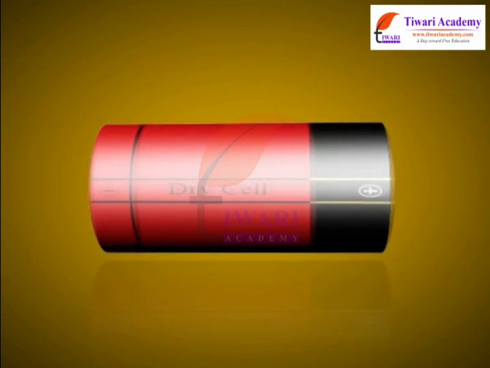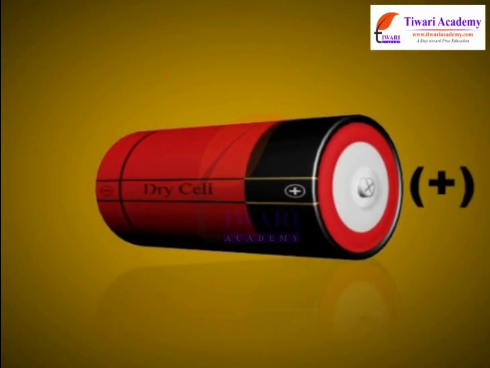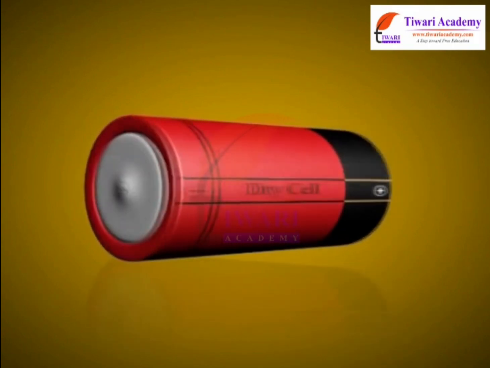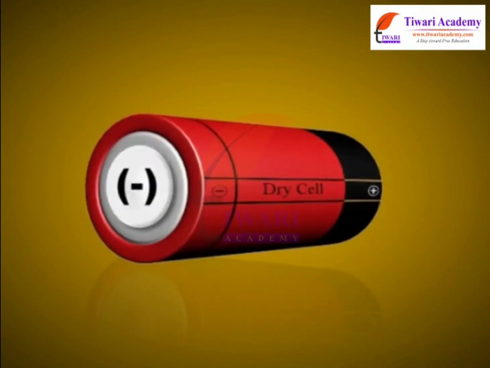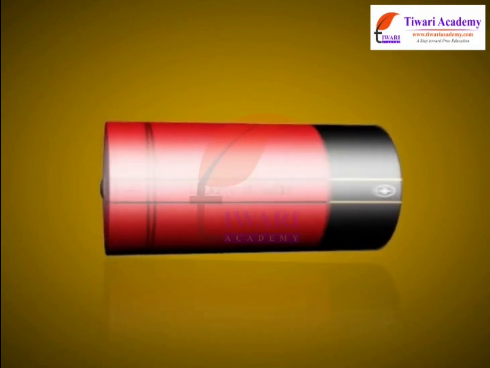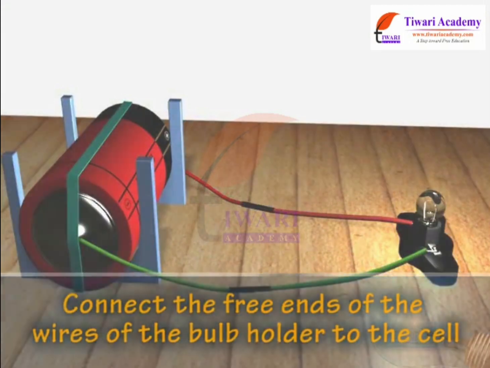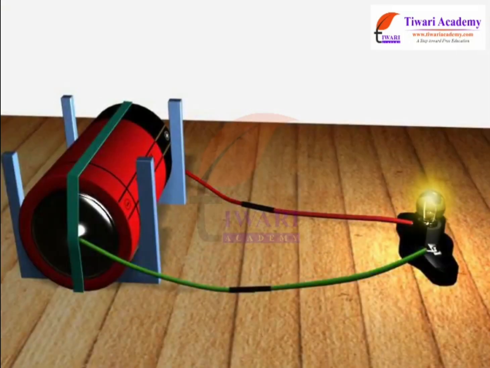Now connect the free end of one wire to the positive terminal of the cell. Connect the free end of the other wire to the negative terminal of the cell. Now the electric circuit is complete and the bulb lights up.